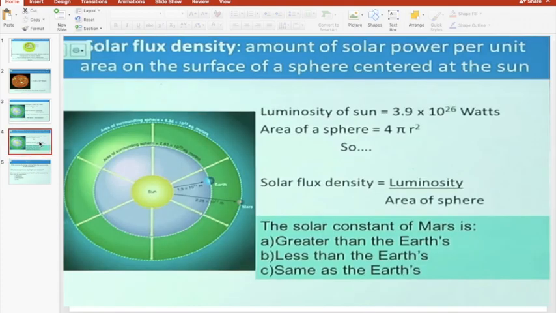So this is the concept for the question. Just remember, solar flux density is the ratio of luminosity to the area of a sphere. Now the solar constant on Mars.